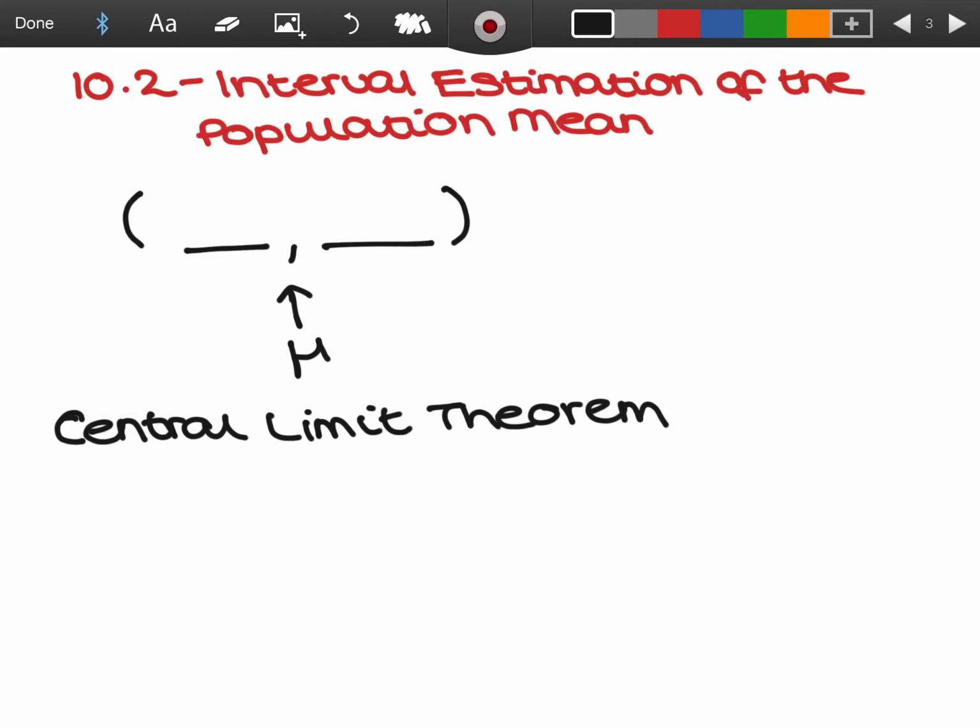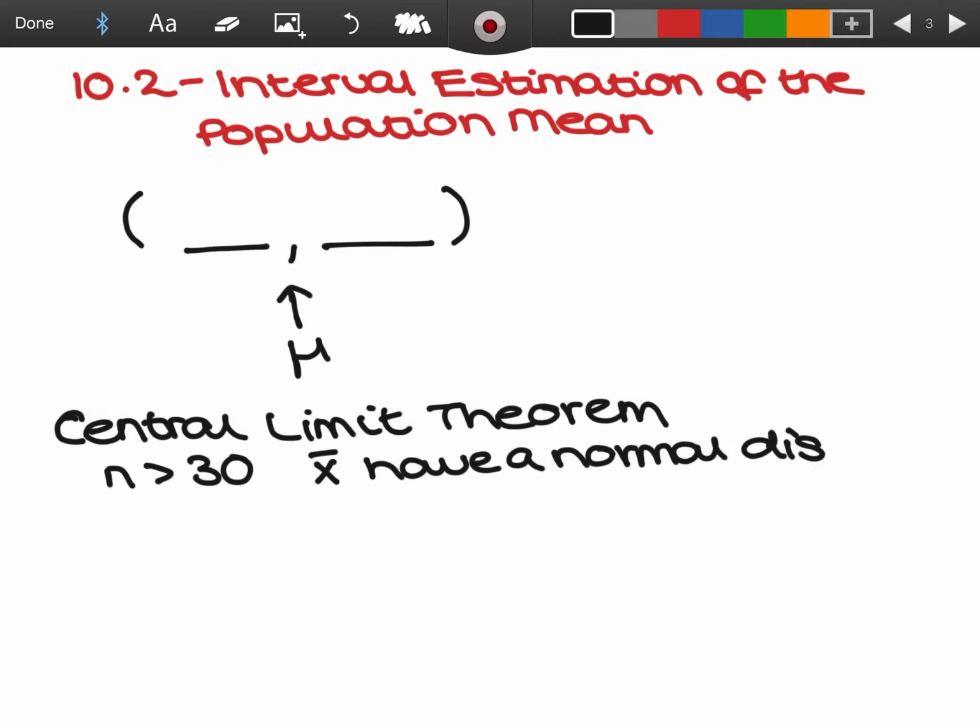Now, we know that if we have a sample of size greater than 30, then the sample means have an approximate normal distribution. So if the sample size is greater than 30, then we know that the sample means have a normal distribution, or an approximate normal distribution, I should say. And they have a mean of the population mean, because the mean of the sample means is the population mean.